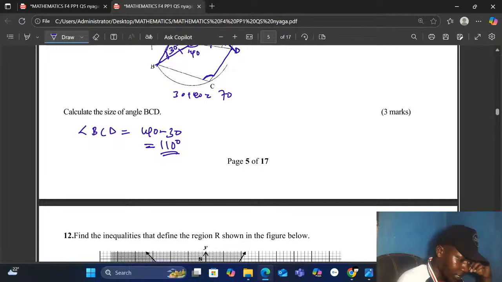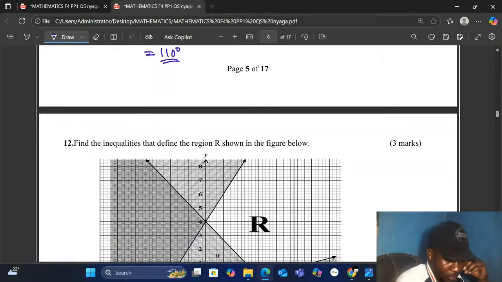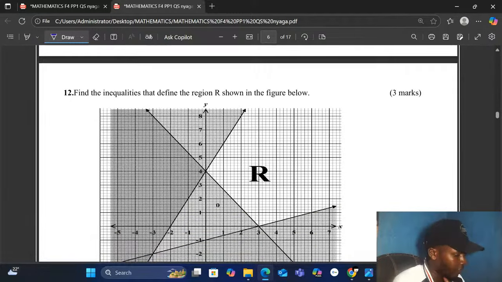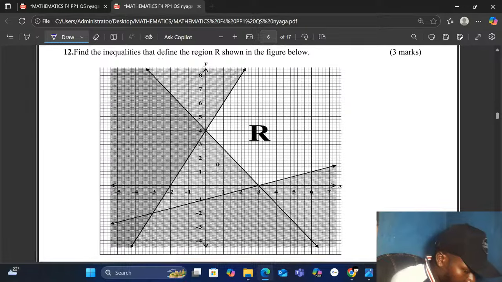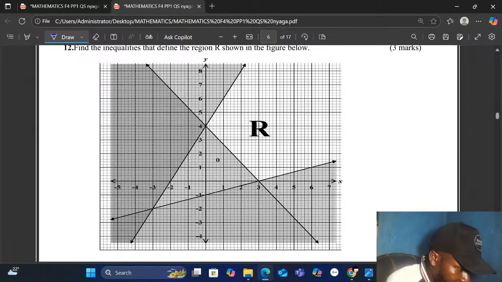Then we move to the 12th question. Find the inequalities that define the region R shown in the figure below. Now, when you look closely, you can see that we have the shaded region and the required region.